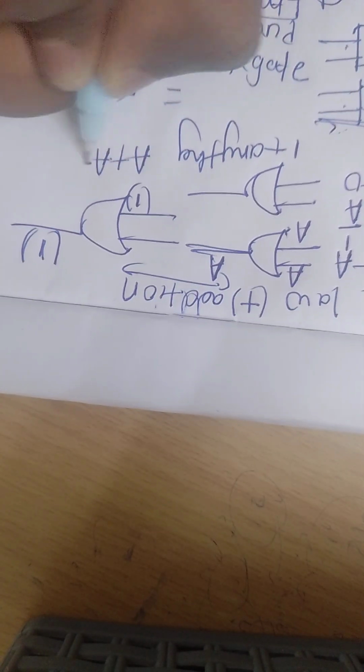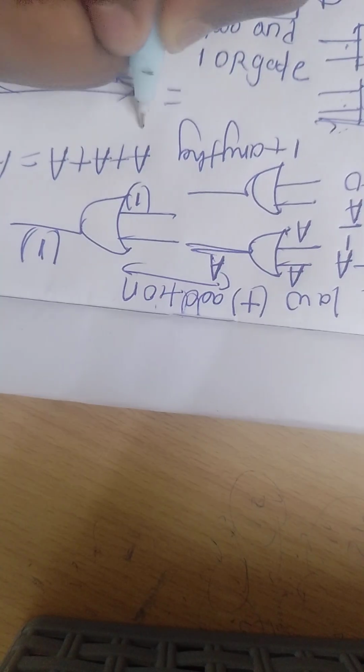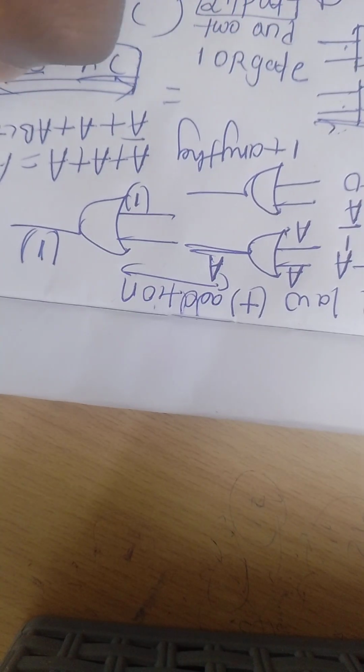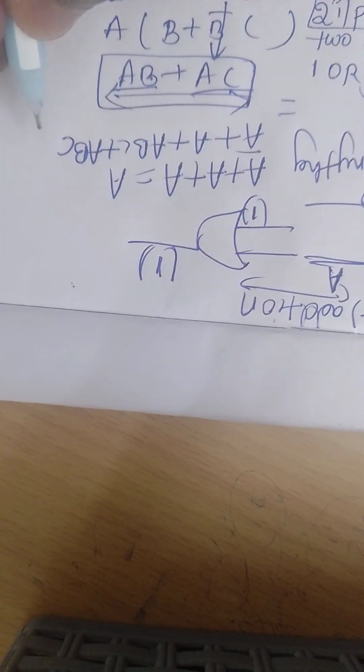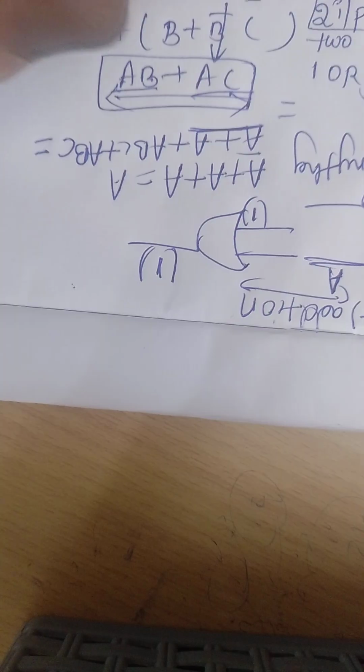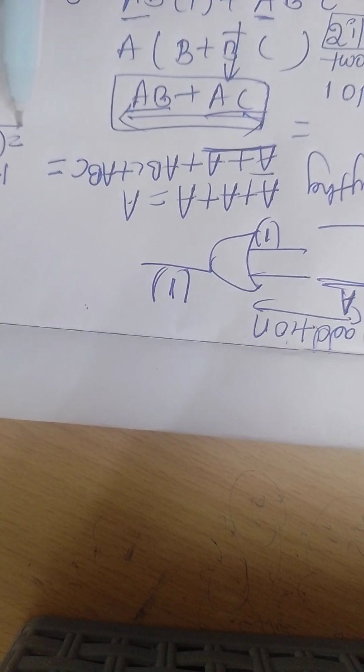So that is nothing but, for example, A plus A plus A, we will get A only; A bar plus A plus ABC plus whatever it may be. We are getting A plus A bar, so what is going to happen? 1. And 1 plus anything gives 1 only. That is the thing.